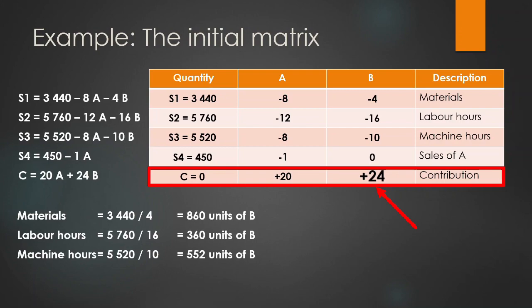The constraint affecting the sales of A does not affect product B. Therefore, it is not applicable in this case. Based on these calculations, I now see that the main constraint for product B is labor hours. It limits my production of B to 360 units.